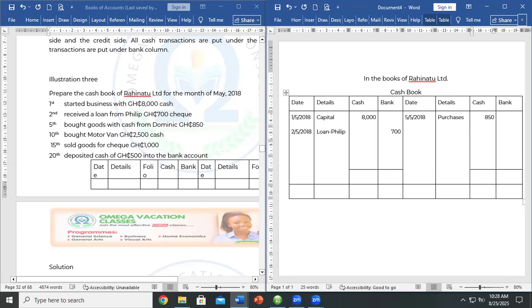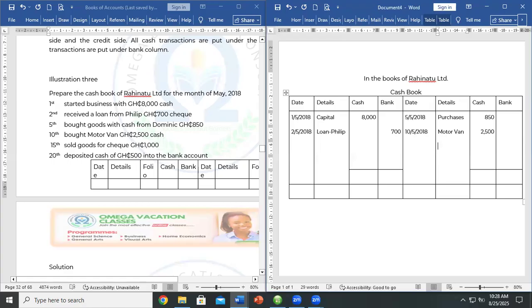On the 10th, bought motor van, 2,500 cash. We are buying a motor van, right? So that will be another payment. 10th May 2018. Then the details is motor van. And this transaction was also in cash, so we put it under the cash column, 2,500. Professors, I hope I have not confused you.